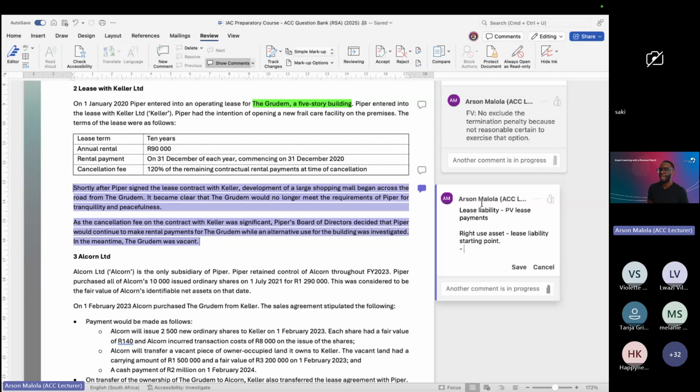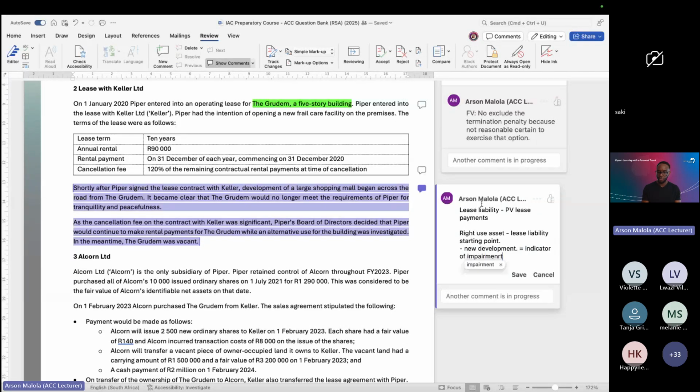However, we have very clearly been told here that there are no economic benefits to be had from this particular asset because of this new development, right? So new development equals indicator of impairment. For IAS 36, we need to assess whether or not we believe our asset is impaired. This means identifying the recoverable amount of the right of use asset, which means estimating its value in use and determining its fair value less cost to sell.